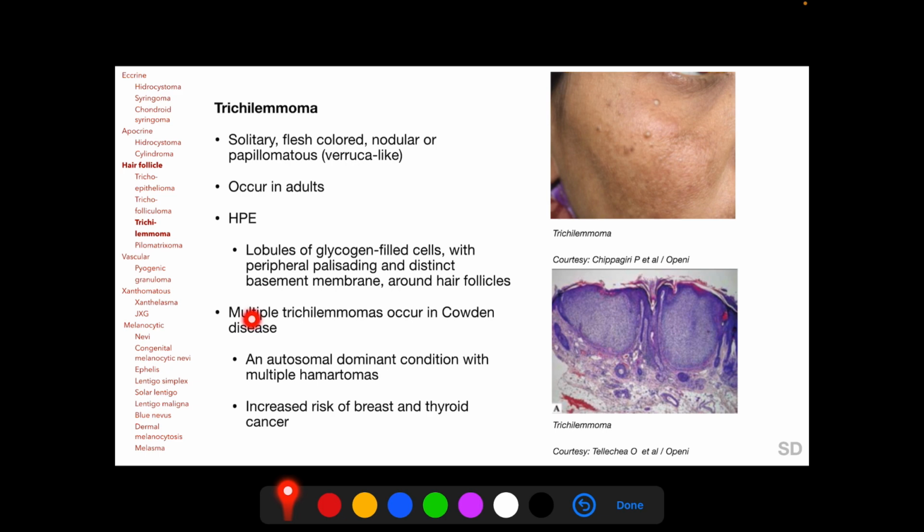Multiple trichilemmomas occur in Cowden's disease, which is an autosomal dominant condition with multiple hamartomas. And patients with Cowden's disease have increased risk of breast and thyroid cancer.